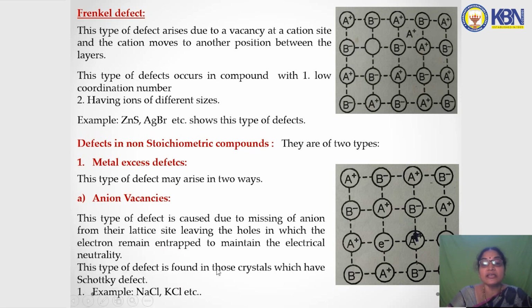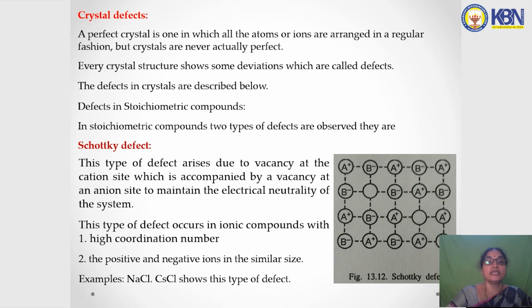This type of defect arises in crystals which have Schottky defects. Generally, in the crystals in which the Schottky defect arises, we can observe anion vacancies also. For example, NaCl and KCl, which are already examples for Schottky defect.